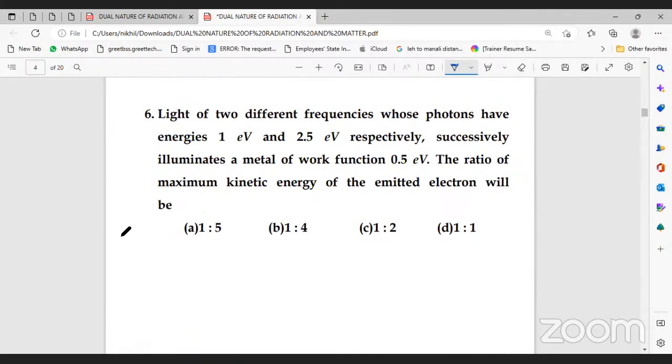This is also important. How many frequencies are there? Two different frequencies are there, right? Yes, sir. The first energy is 1 electron volt. The second energy is 2.5 electron volt. For both the cases, the same metal they are using, and the work function is 0.5. What is the ratio of the maximum kinetic energy?